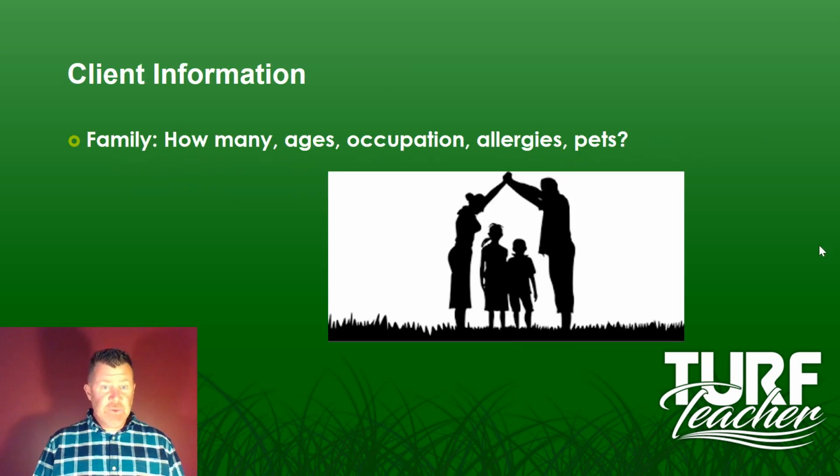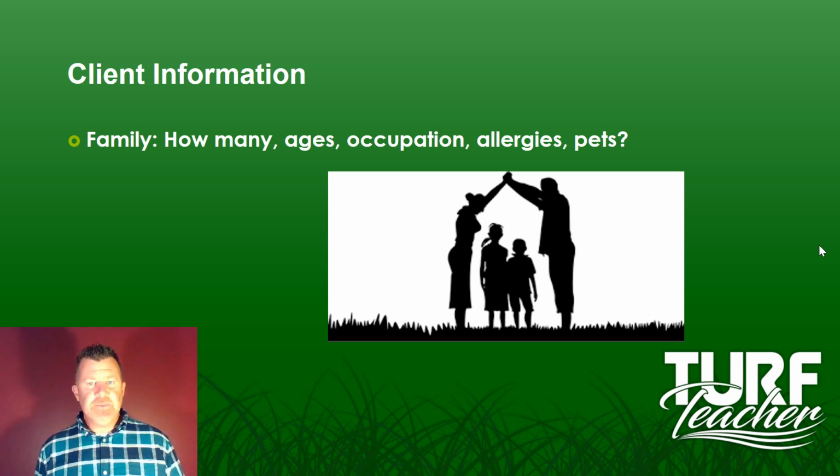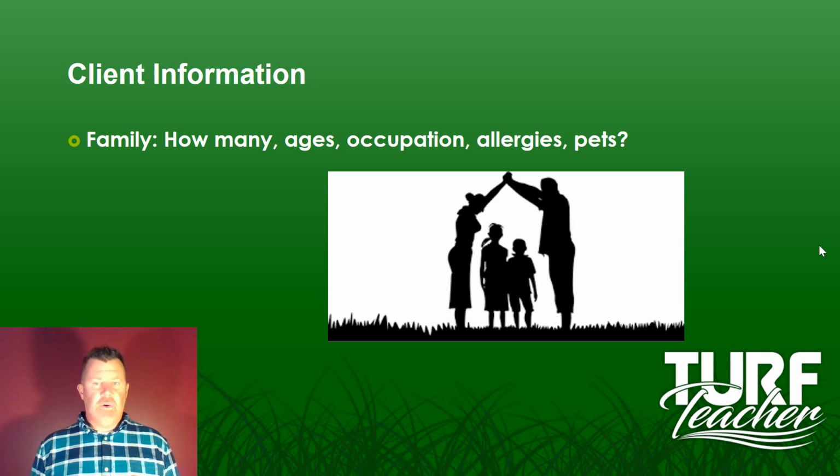Client information. We need to know how many people live in the house, what their ages are, what their jobs are, if they have any allergies, and if they have pets. And why would we need to know this information? Well, what's happening in today's society? We have homes that have 3 generations living in them. And why is that? Well, a young couple gets married, they have kids, the kids are growing up, they're still young, they've not gone off to college yet, they're still at home. An in-law or a parent gets sick, they have to move in. And so you have 3 generations living in a house.